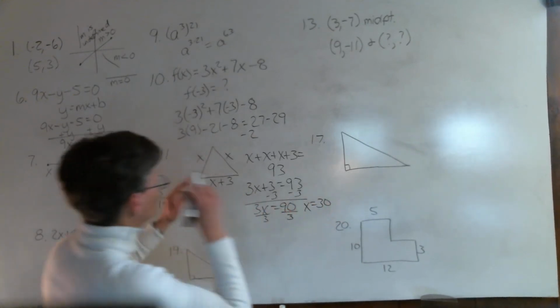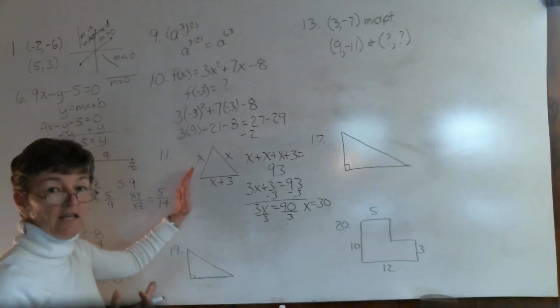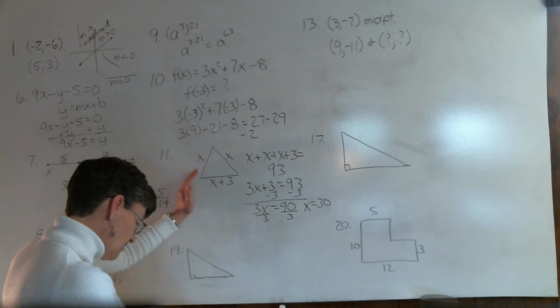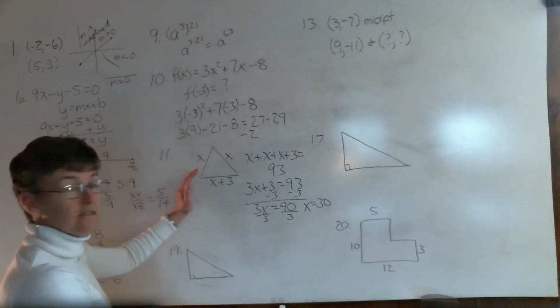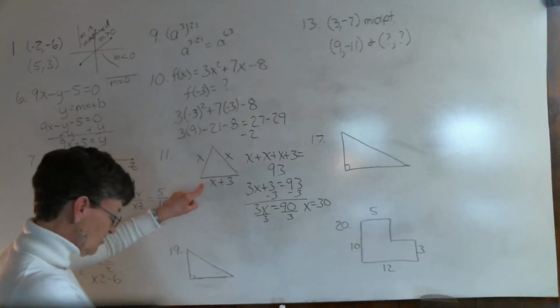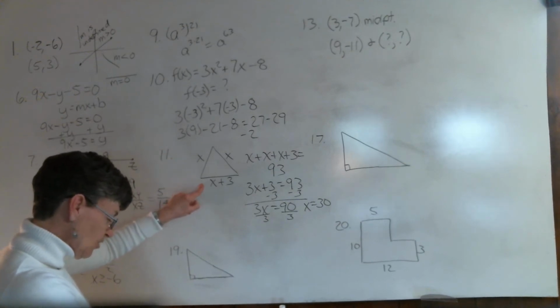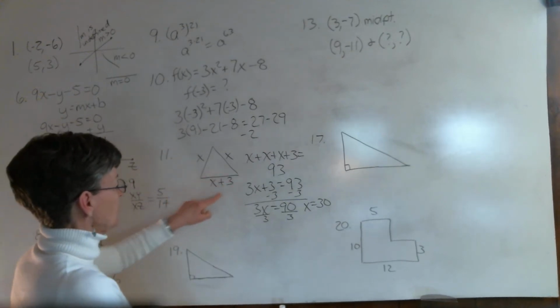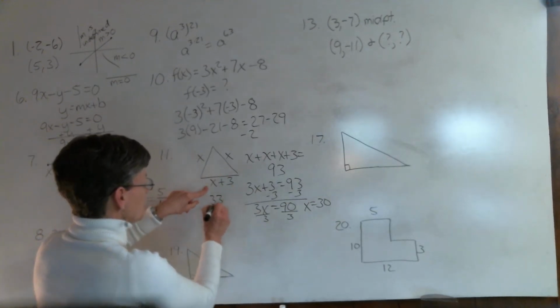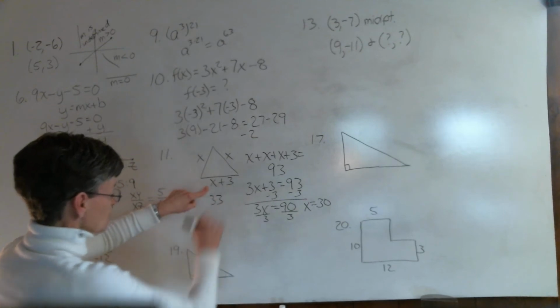Now be careful to always go back and look at the question before you go marking answers, because the answer 30 is on this problem. But if I look at the question, he doesn't want to know the length of just any side. He wants to know the length of the longest side. And the longest side is this one right here. So the answer is going to be my 30 plus this 3, which is 33.